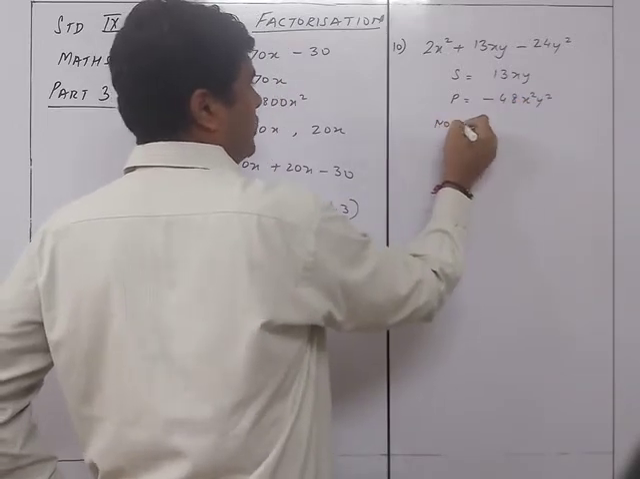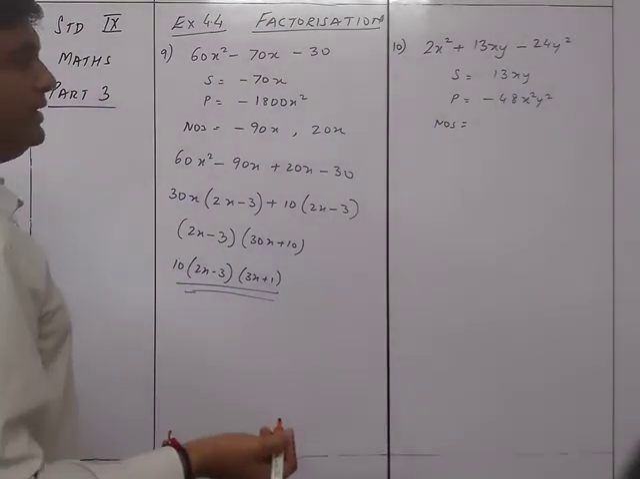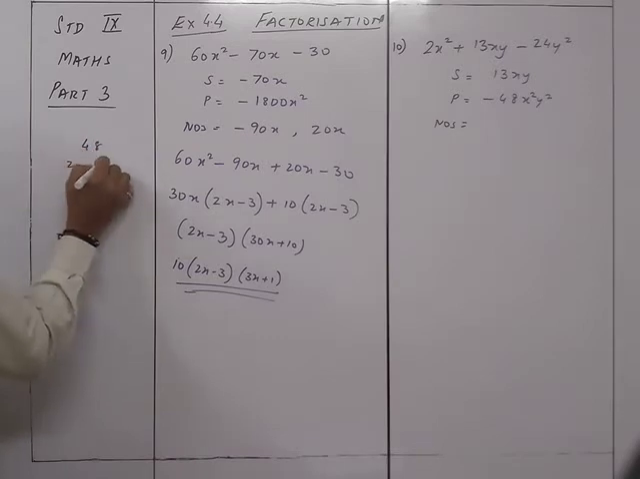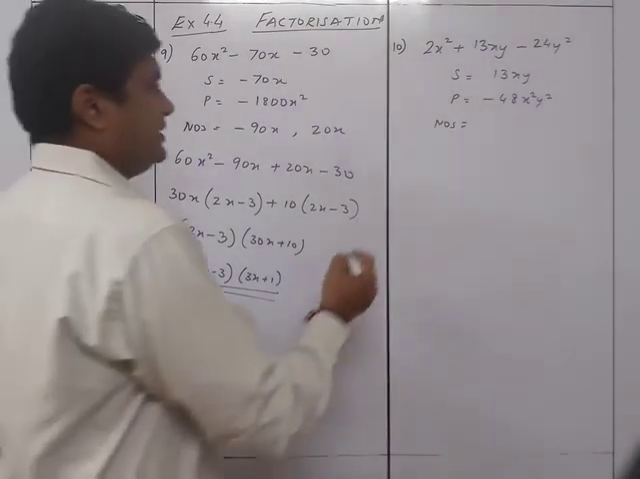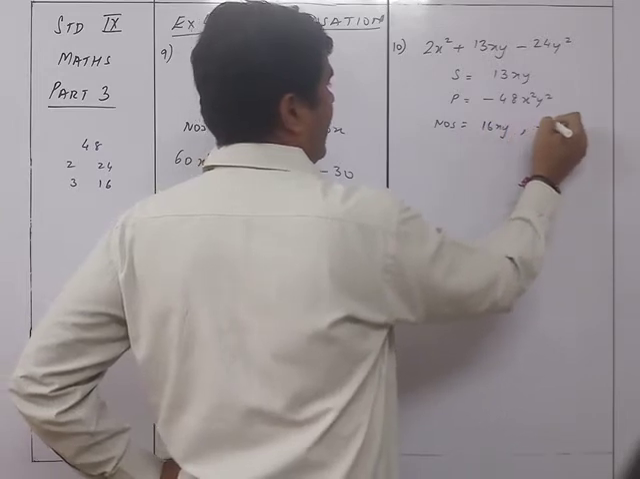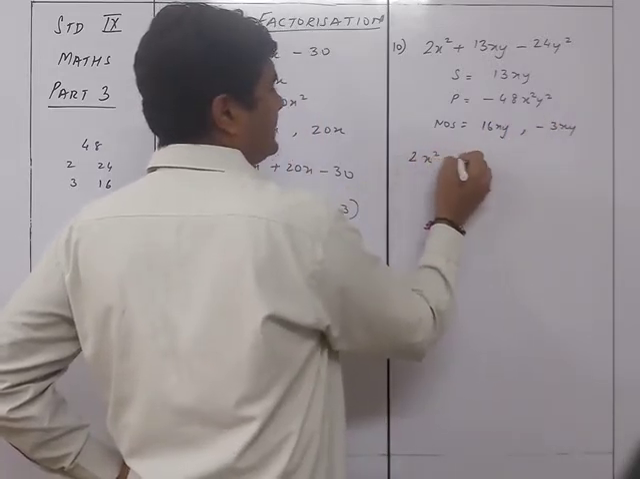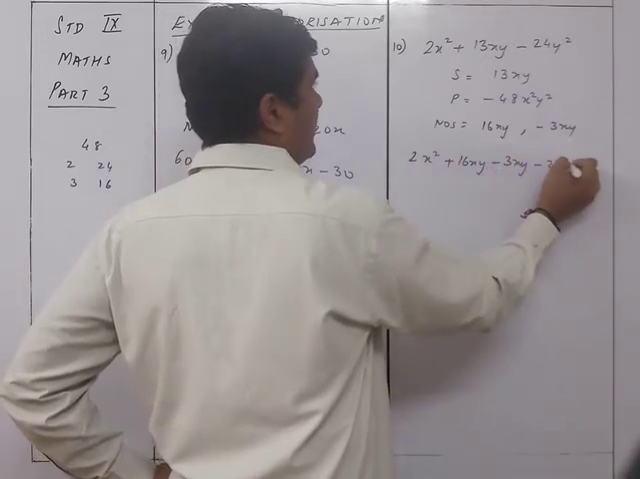So the numbers would be, now 48, it's a subtraction, so one is bigger and one is smaller. Definitely 48 will be 2 into 24 or it will be 3 into 16. So yeah, 16 and 3, that's right. So it will be 16xy and minus 3xy. So that will give you 2x square plus 16xy minus 3xy minus 24y square.